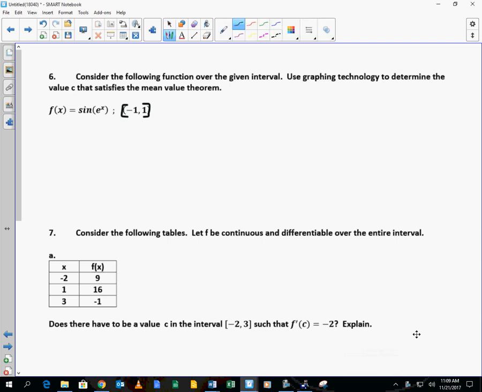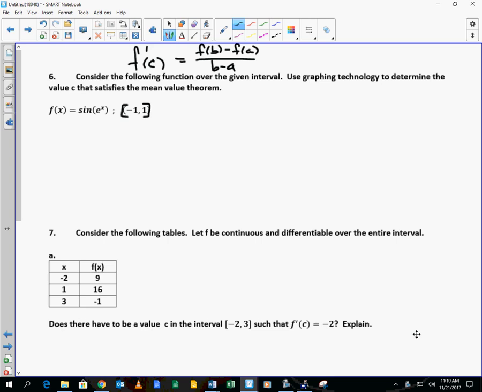Okay, we pick up from yesterday with the mean value theorem. The conclusion of the mean value theorem says that f prime of c is equal to f of b minus f of a all over b minus a. So it says, consider the following function over the given interval. I'm sorry, it should be in brackets, not parentheses. Use graphing technology to determine the value of c that satisfies the mean value theorem.